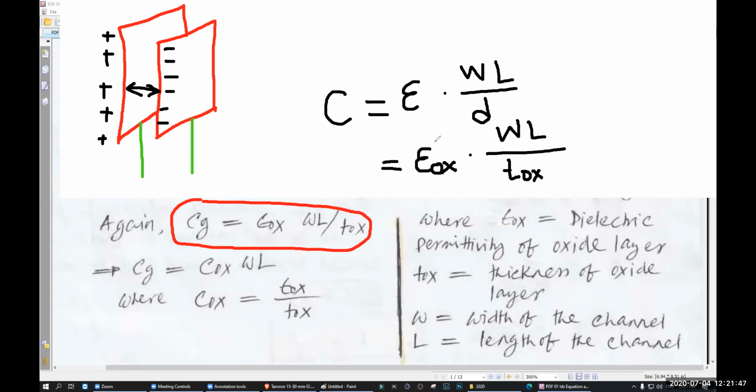Here, epsilon OX and TOX will be constant, constants of the oxide layer. So we can call epsilon OX by TOX equal to COX. We can write it as COX WL, constant of oxide times WL. So COX WL, understood?